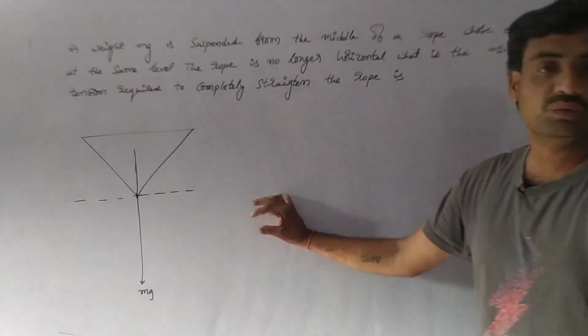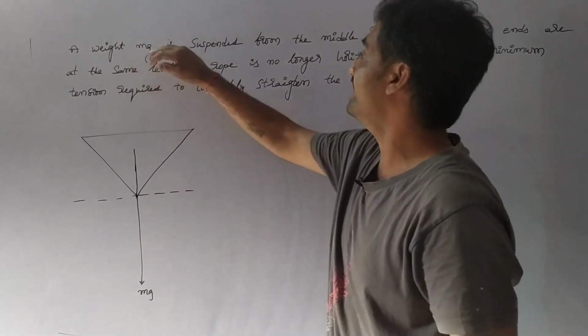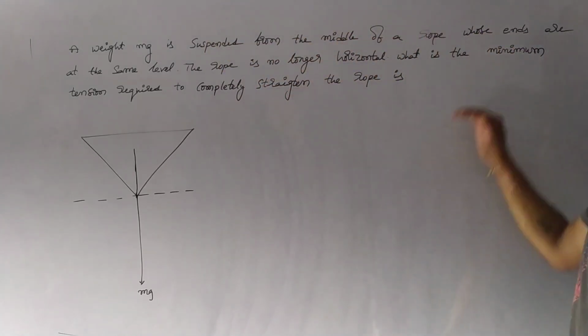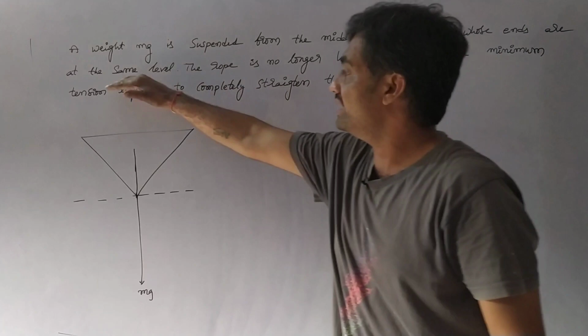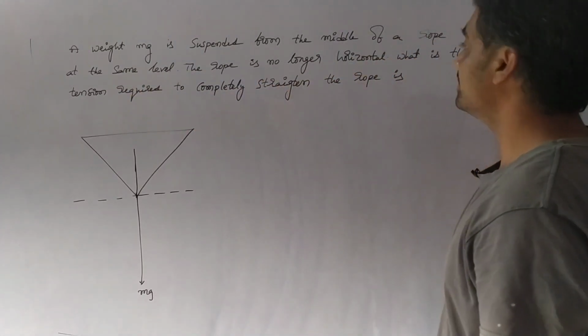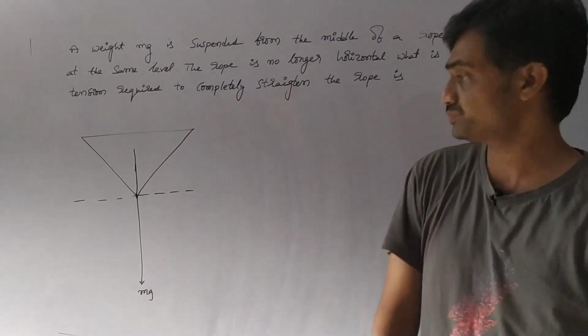Okay, now we are going to solve a problem based on these components of vectors. Observe that a weight mg is suspended from the middle of a rope whose ends are at the same level. The rope is no longer horizontal. What is the minimum tension required to completely straighten the wire?